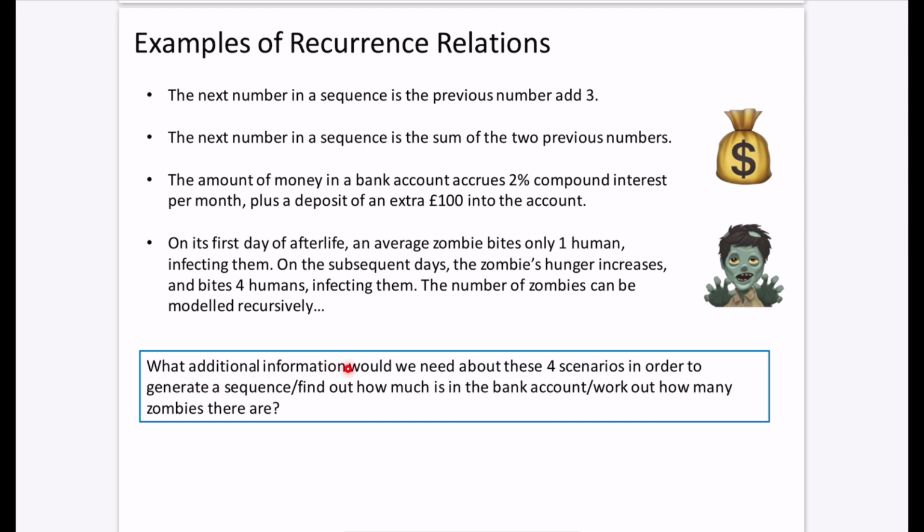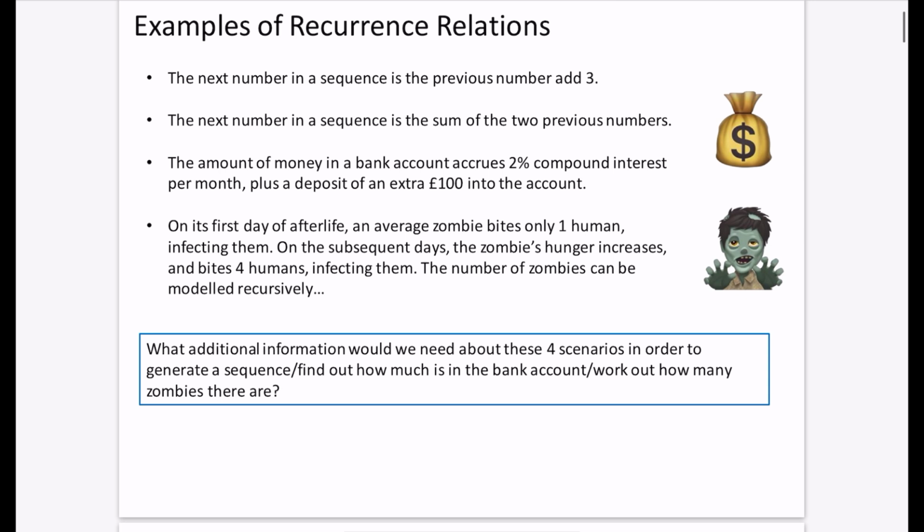Now I've put in blue here, what additional information would we need about these 4 scenarios in order to generate a sequence or find out how much is in the bank account or work out how many zombies there are? Well, we would probably need to know something about the initial conditions. What I mean by the initial conditions is, well, what's the first number? Because if I don't know the first number, I'm not going to be able to generate the rest. And same here, I might need to know the first 2 numbers in order to be able to generate the third number. For the amount of money in the bank account, I need to know how much was in the bank account to begin with.